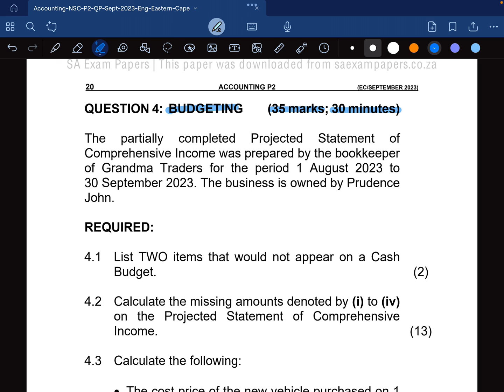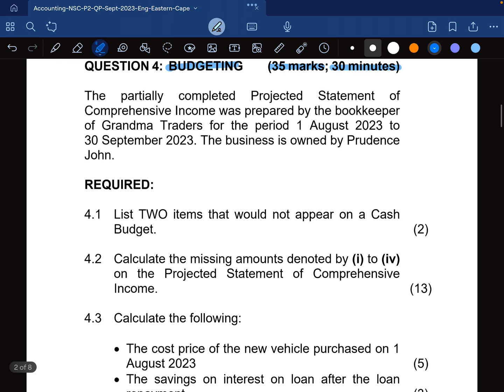We are going to be looking at question 4, which deals with budgeting, and the question was allocated 35 marks in 30 minutes. We're given information which says the partially completed projected statement of comprehensive income was prepared by the bookkeeper of Grandma Traders for the period 1 August 2023 to the 30th of September 2023. So it's really important to note the date. And then we have the business being owned by Prudence John.